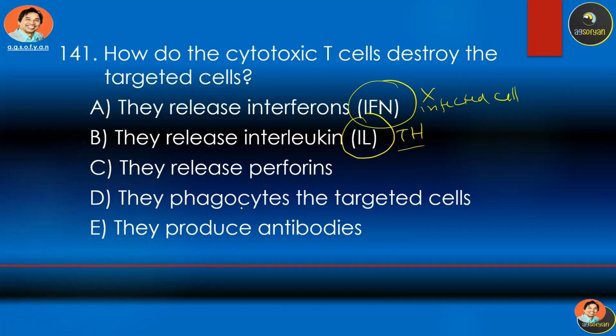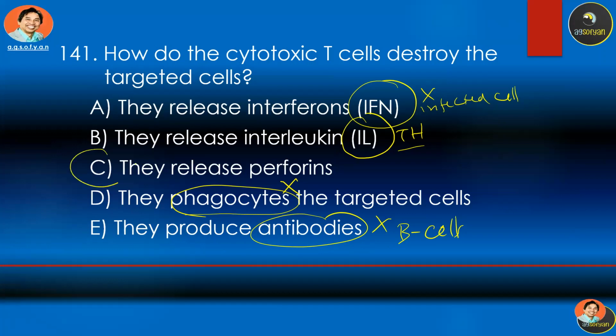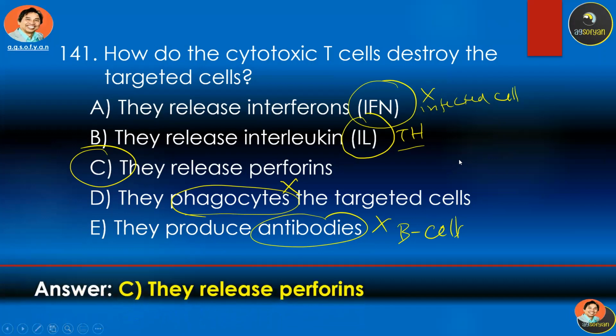The phagocyte, so of course this is not the answer because TC is not a phagocyte. Yeah, phagocytes are neutrophils and monocytes. Produce antibody, it is also not because antibodies are produced by B cell, right? So the only answer will be production of perforins, and perforins will destroy the cancer cell and also cells infected by viruses.